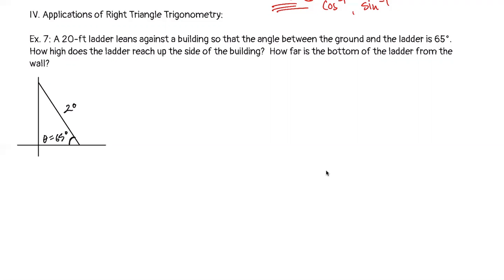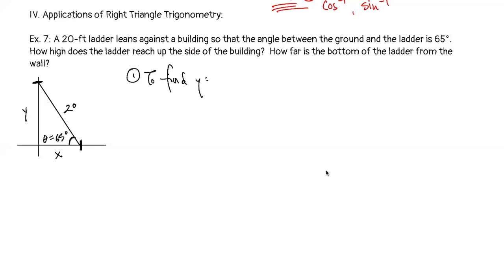Now, the question is asking us two different things. One is how high does the ladder reach up the wall? Like this part right here, where the top of the ladder hits. And it's also asking how far the bottom of the ladder is from the wall, like this distance. I chose X and Y because we're looking at a horizontal distance, which I call X, and a vertical distance, which I call Y. So let's find Y first.